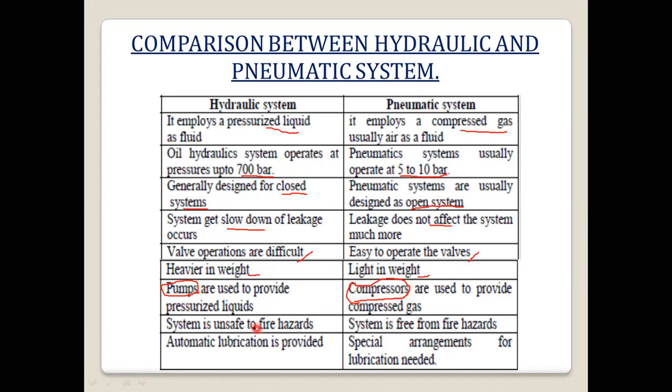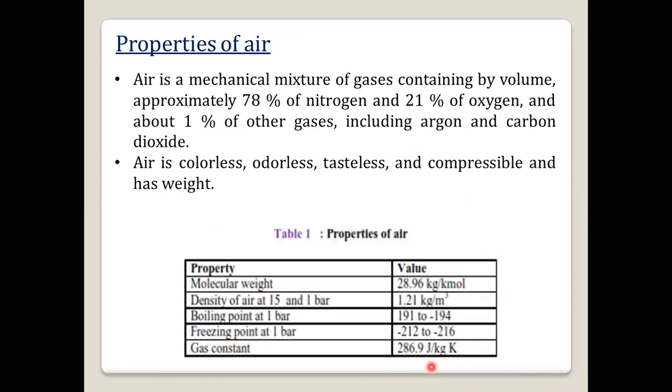The hydraulic system is prone to fire hazards, while the pneumatic system is free from fire hazards. In the hydraulic system, automatic lubrication is done, but in pneumatics we need special arrangements for lubrication. So these are some of the points I have discussed. There are still more points, so we can go through them.